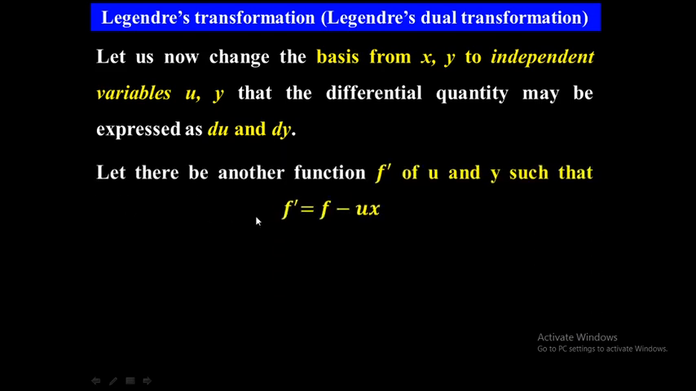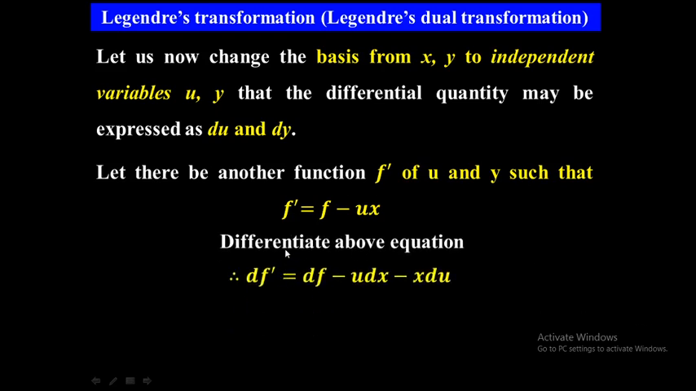Let there be another new function f dash, which is a function of u and y, such that f dash is related to f by the equation f dash equals f minus ux. So f dash is a new function of u and y, and its differentials are du and dy. Now differentiate the above equation, using the product rule: df dash equals df minus u dx minus x du.